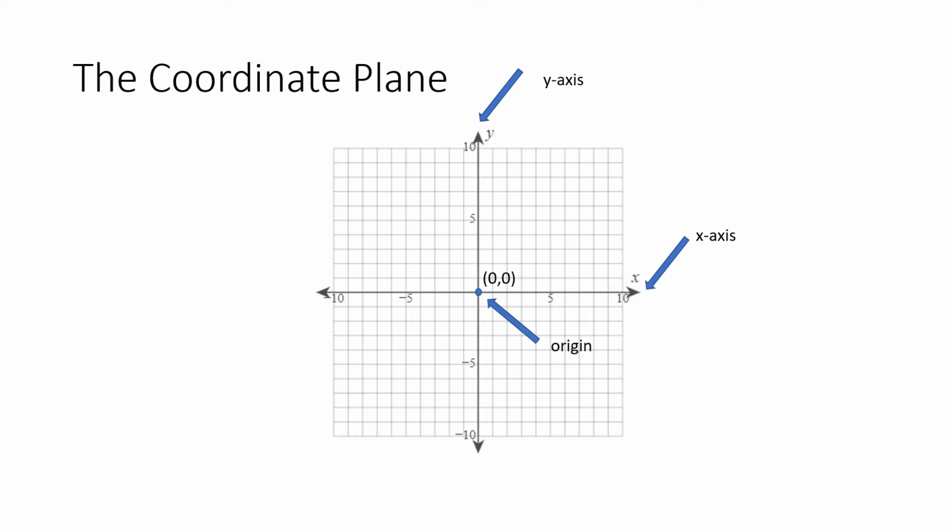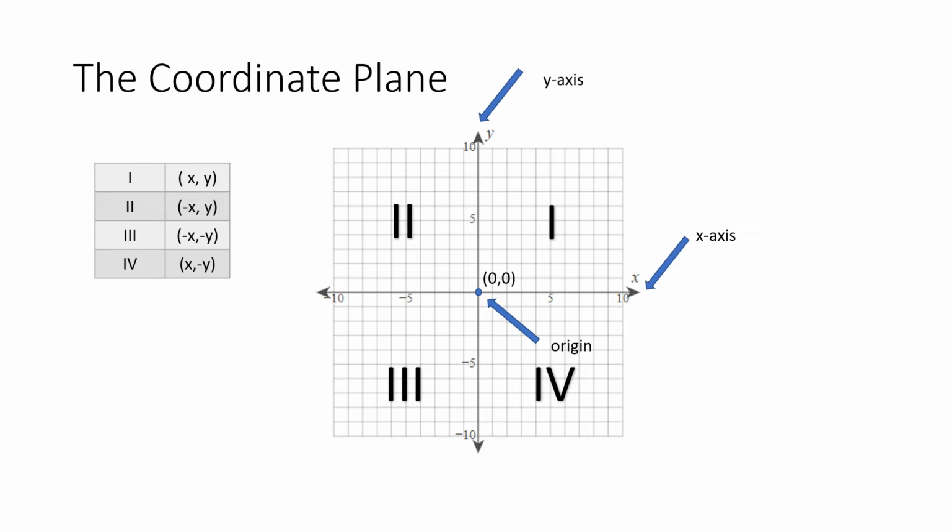The coordinate plane is split up into 4 quadrants: quadrant 1, 2, 3, and 4. In each of the quadrants, there is a different sign for the x and the y values. In quadrant 1 both the x and the y values are positive. In quadrant 2 the x is negative and the y is positive. In quadrant 3 the x and the y both are negative, and in quadrant 4 the x is positive and the y is going to be negative.